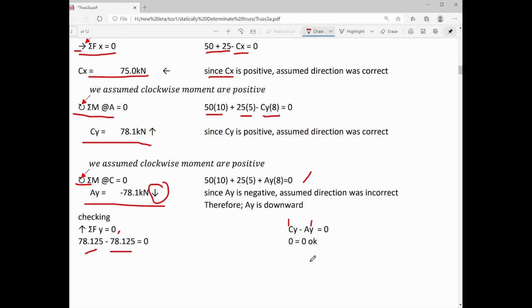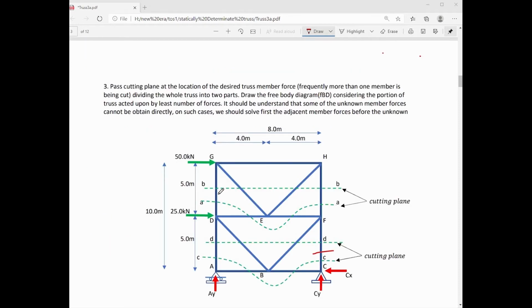78.125 minus 78.125 is equal to 0. Therefore, 0 is equal to 0. We satisfy the equation of static equilibrium, summation of forces along vertical. The values that we have solved for the support reactions are correct. We will now proceed to step number 3 to solve for member forces GD, DE, HE, and BF of this truss.